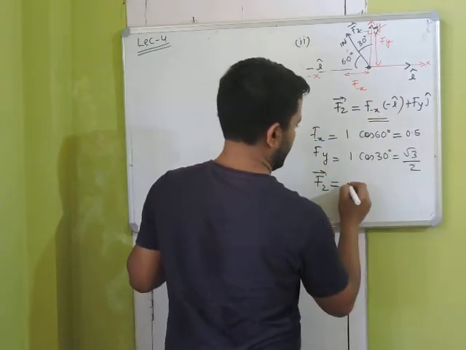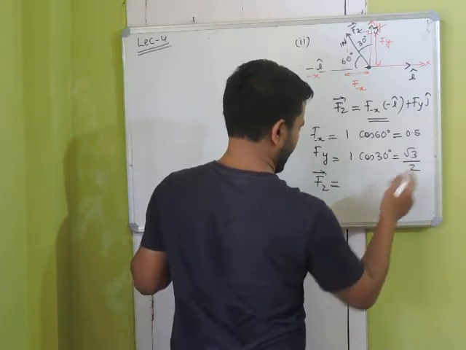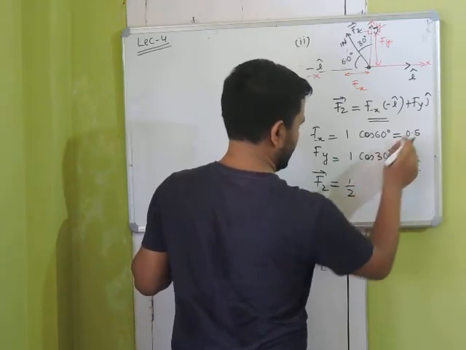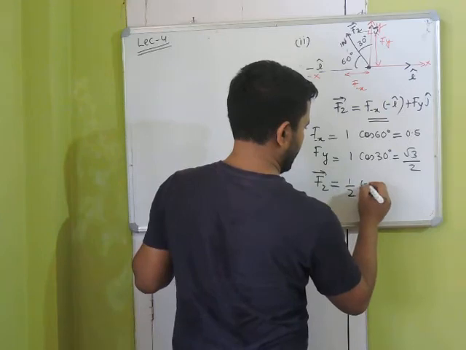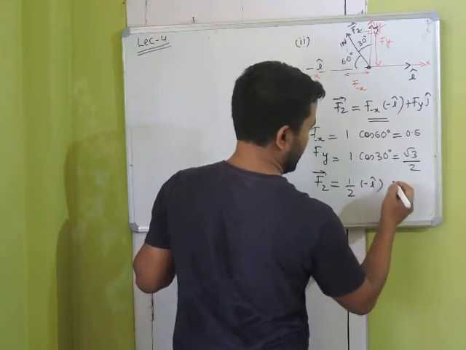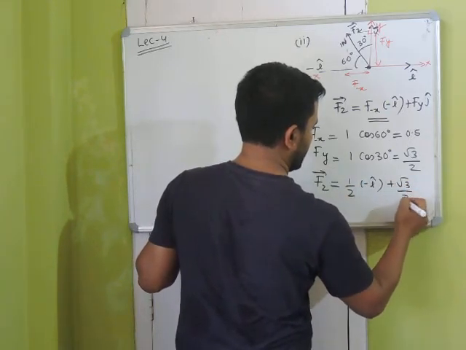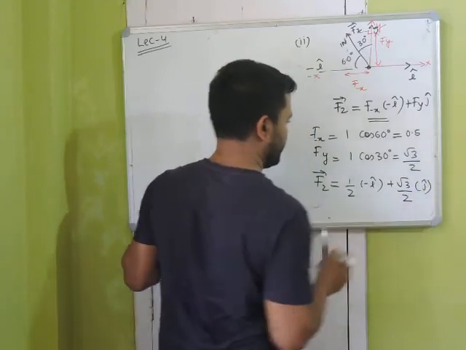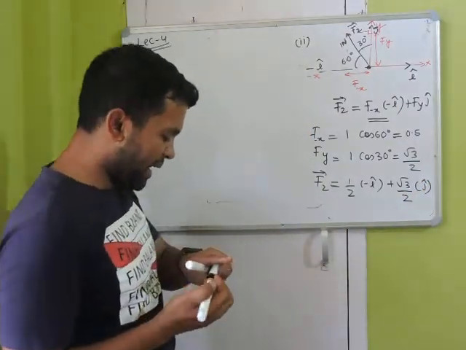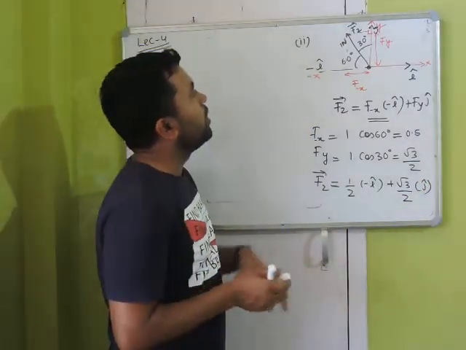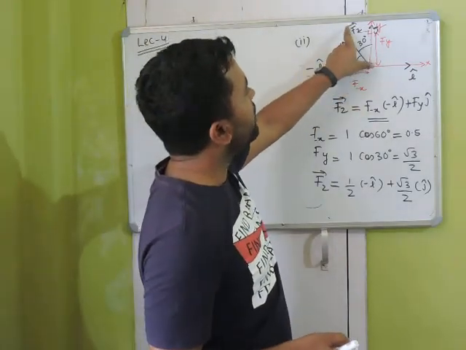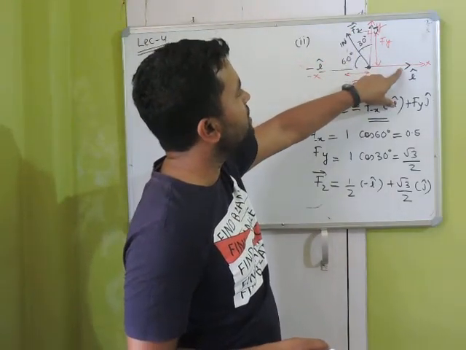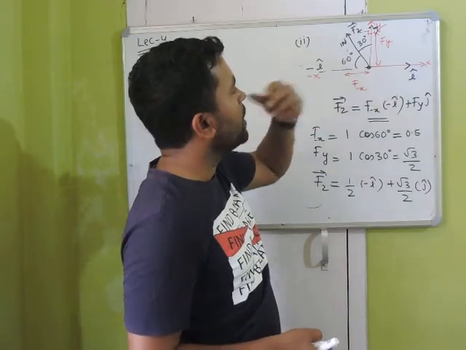This is 0.5. Okay, since we are writing in fraction, let us just write half for 0.5, half along I minus I cap plus root 3 by 2. Now, some of you may ask, what is the component of F2 along x, right?